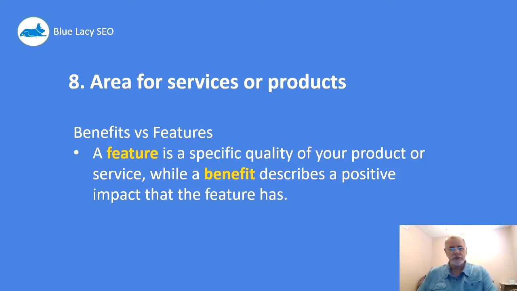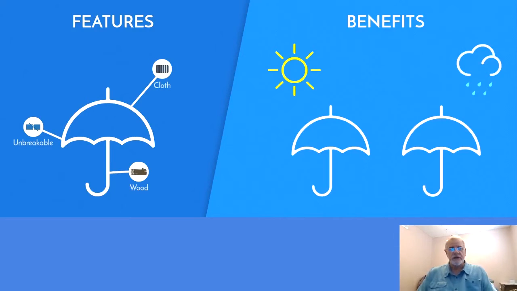So let me give you an example. Here's an umbrella. On the left are the features. It's made of cloth, it's unbreakable, and the handle's made of wood. On the right are the benefits. The benefits: protection from the sun and the rain. So this is a real simple explanation, but people are more interested in benefits than they are in features. But you want to include both.